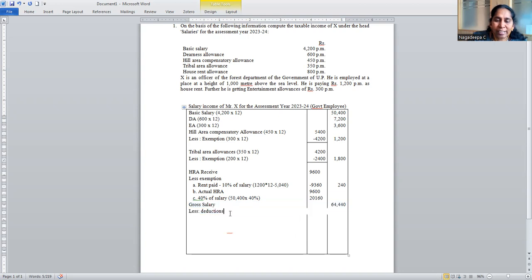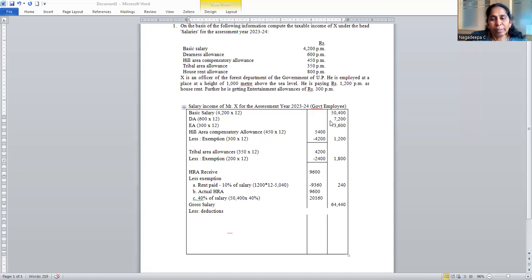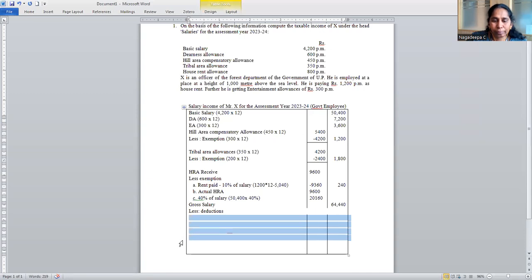Next, we are going to minus the deductions. So what are the deductions? Number one is standard deduction. Number two is EA, where EA will be considered as a deduction if the person is a government employee, then he will be considered for EA deduction. So we'll see one by one. First one is standard deduction, which is fixed 50,000.